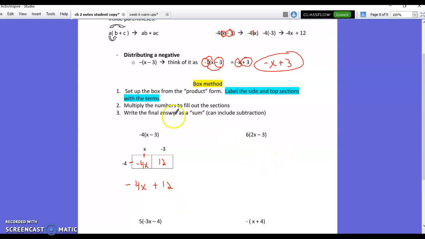All right? So we're multiplying the numbers, filling out the sections, and writing the final answer as a sum, meaning we're putting together the values of the terms. So if I'm doing this one, I'm setting up my box. It's a 1 by 2 again, so 6, and up here I would put a 2x and a -3, and now we multiply. 6 times 2x would be 12x. 6 times -3 would be -18. So in our final answer, I'm writing down what's in the box: 12x minus 18.